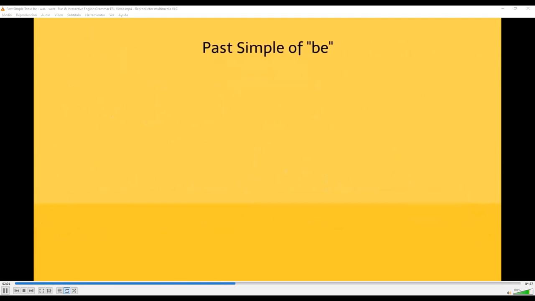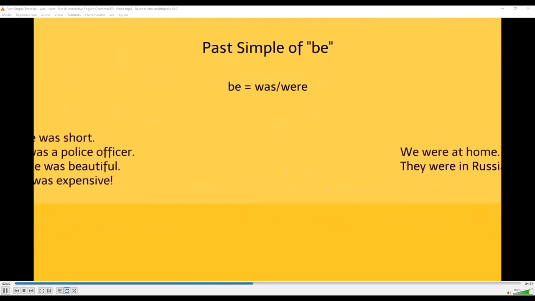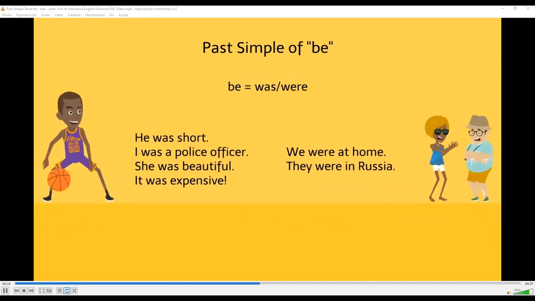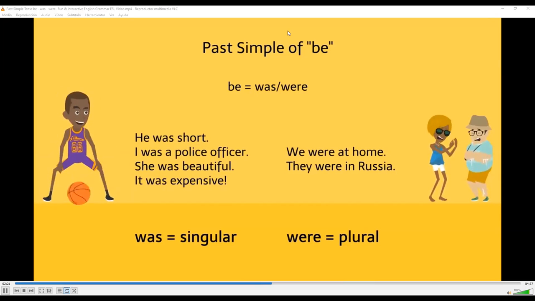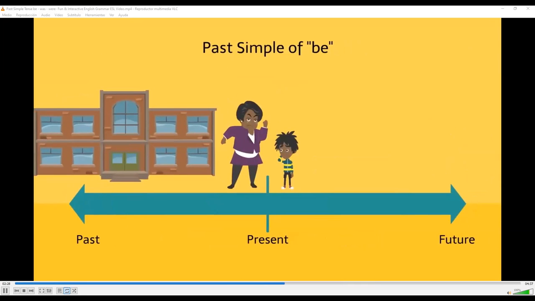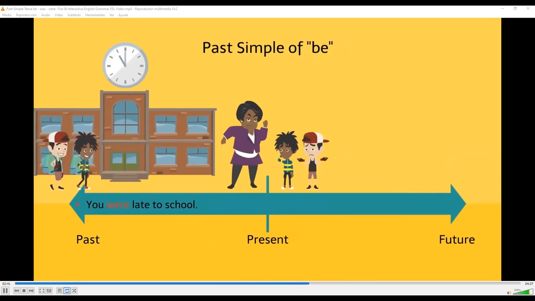So the past simple of be has two forms, was and were. Which one is singular and which one is plural? Was is singular and were is plural. But sometimes English doesn't always follow the rules. The pronoun you can be singular or plural, but we use were for both singular you and plural you. You were late to school. You weren't late to school.